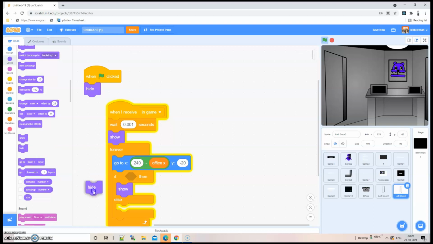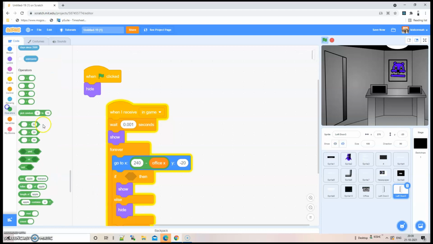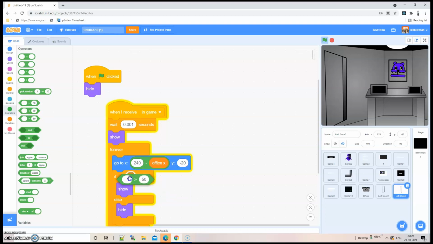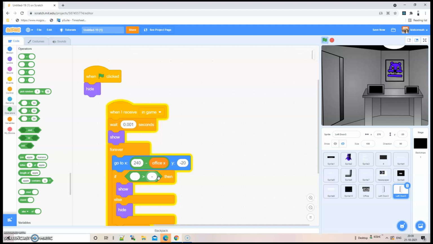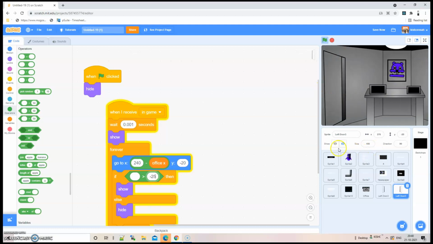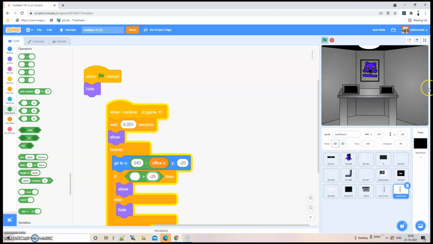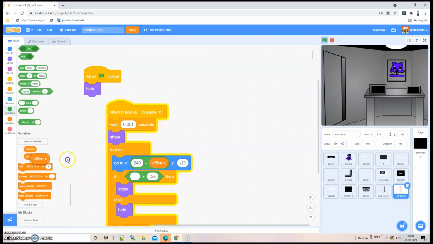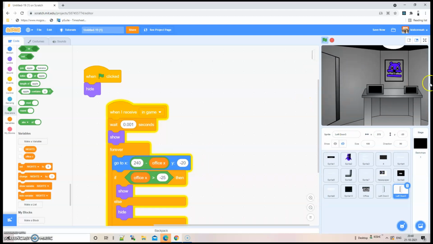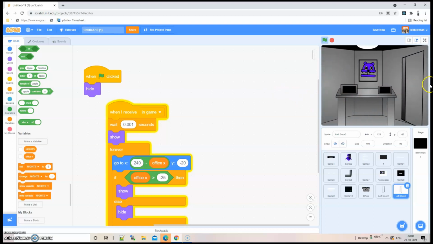Show and hide. Go to the operators. Go in the left door, 25. Okay. Minus 25. Minus 25. Office X. Office X. Yes, the tools were working.